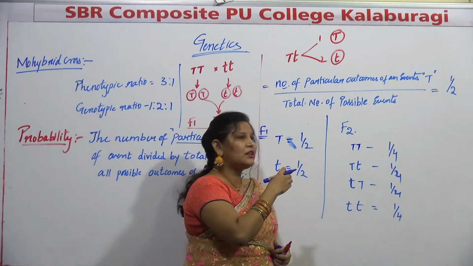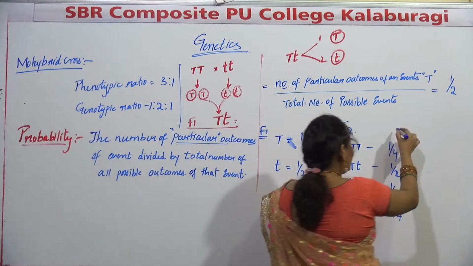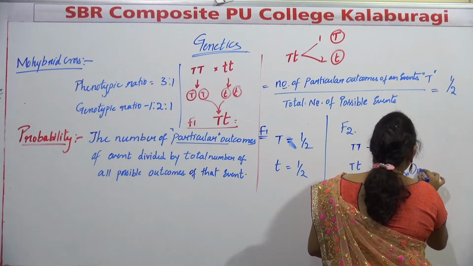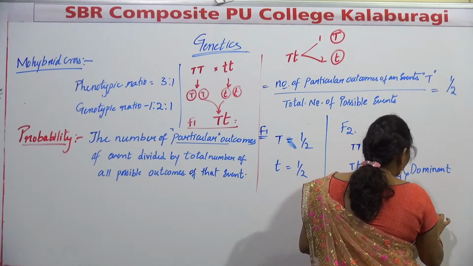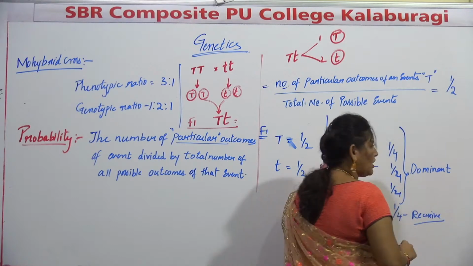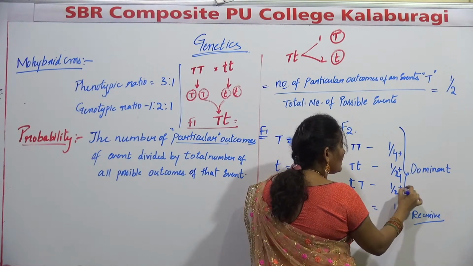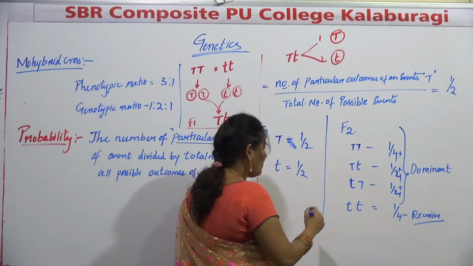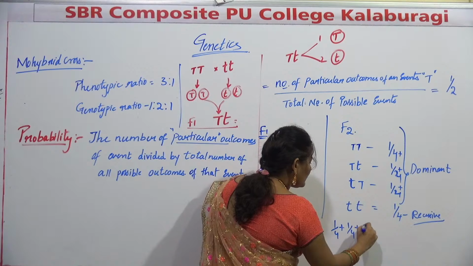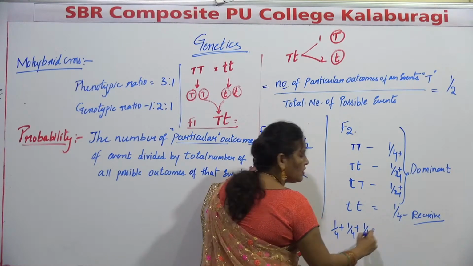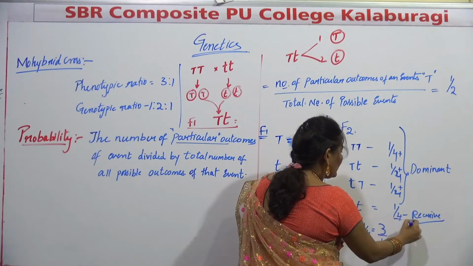What is the probability of these offspring having the dominant phenotype? Out of these, three are dominant phenotype and one is recessive. So how can we write the ratio? By adding 1 by 4 plus 1 by 4 plus 1 by 4, which are having the dominant phenotype. So it is 3 by 4, and the other is recessive.